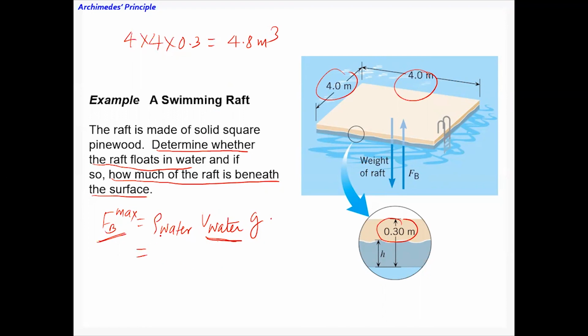Okay, so the density of water is 1000, right? Then the volume of water is 4.8, and the acceleration due to gravity is 9.8. If you multiply that together, you end up getting 47,000 Newton. Okay, that is the maximum buoyant force that we can have. This is the maximum possible buoyant force that the fluid can offer to the raft.